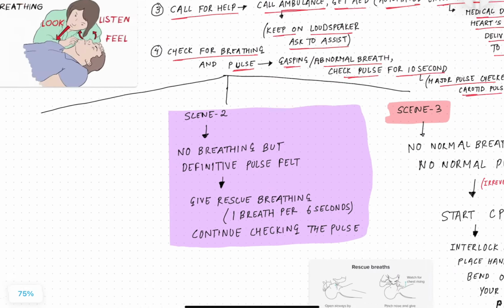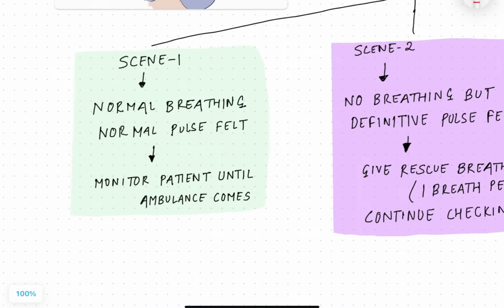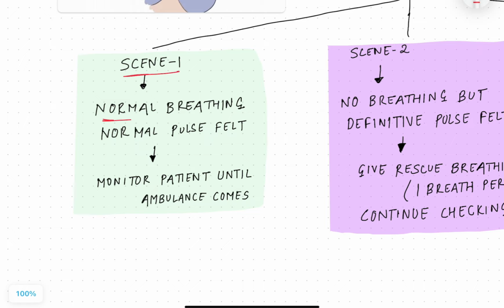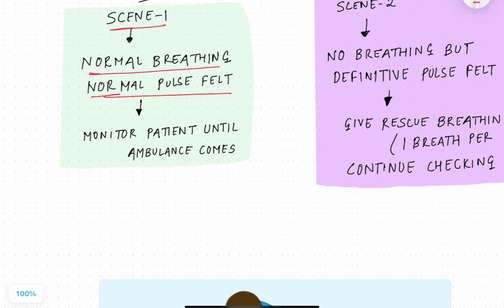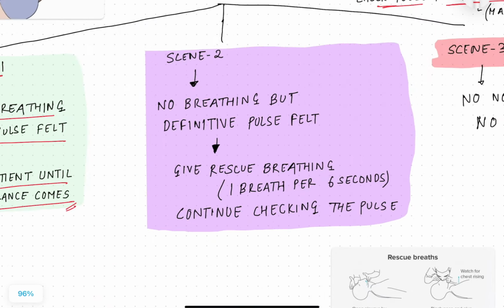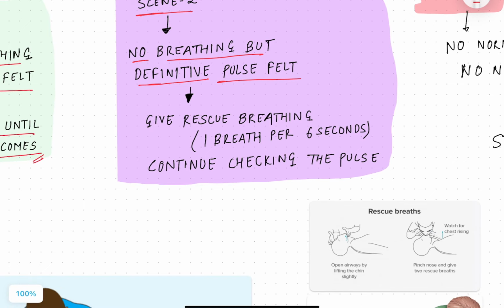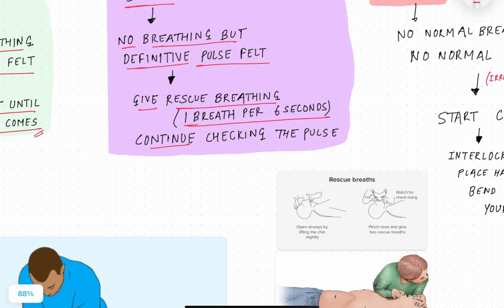After this, three scenarios can come. Scenario 1 is normal breathing and a normal pulse felt. Monitor the patient until the ambulance comes. Scenario 2 is no breathing but a definite pulse felt. So give rescue breathing, 1 breath per second, and continue checking the pulse.